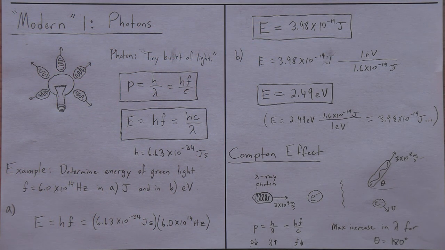I want to point out one other phenomenon regarding photons that's sometimes in the curriculum. It's called the Compton effect. What happens in the Compton effect is you get an X-ray photon moving 3 times 10 to the 8 like all light, and it's a little bullet. That's what we said photons are.